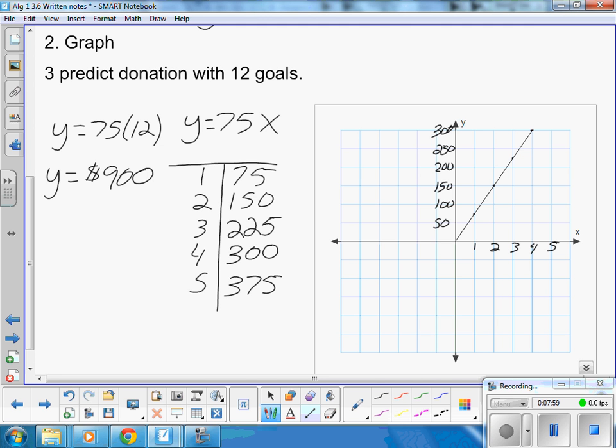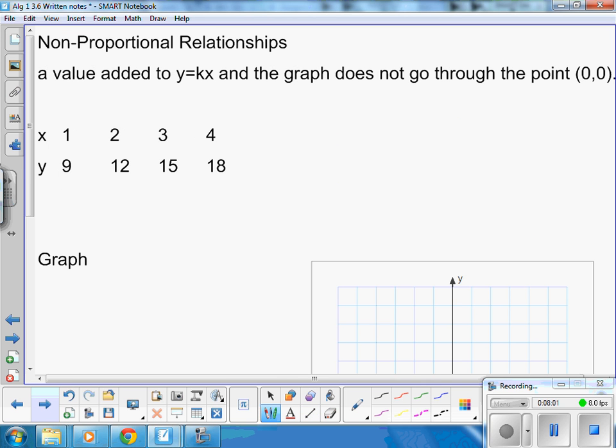Y will equal $900. On the next page, we are now going to talk about non-proportional relationships. With non-proportional relationships, a value is added to y equals kx. We still have the y equals kx, and the graph does not go through the point 0, 0.